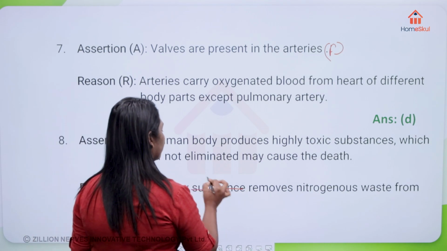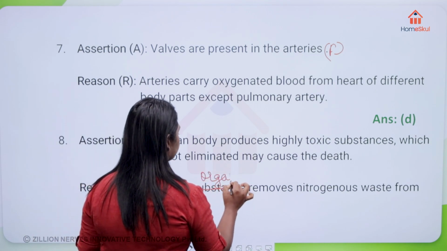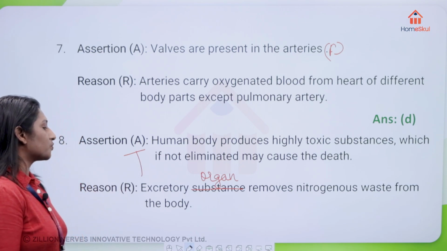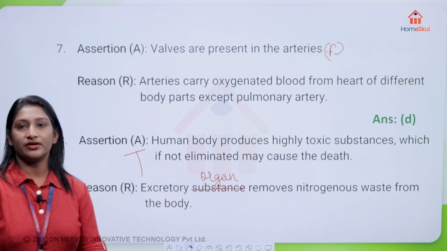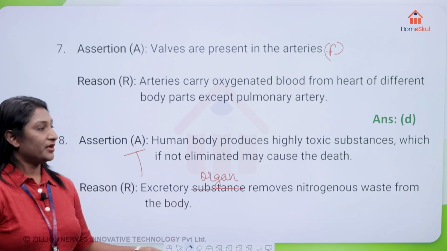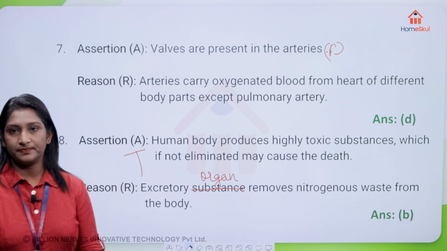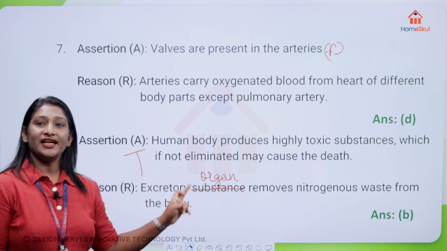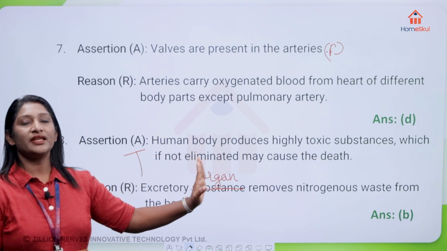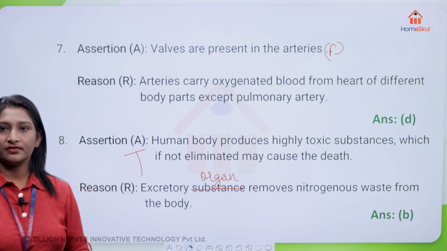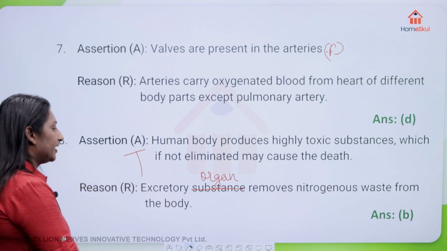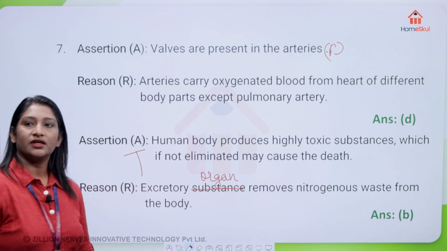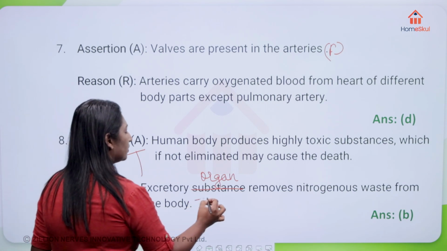Excretory organ, okay? Excretory organ removes nitrogenous waste from the body. Excretory substance is not that, it is excretory organ. And my answer here is B. See, the human body produces highly toxic substances which if not eliminated may cause death. That is the correct one. Then, excretory organ removes nitrogenous waste from the body. Correct or wrong? It is also correct.